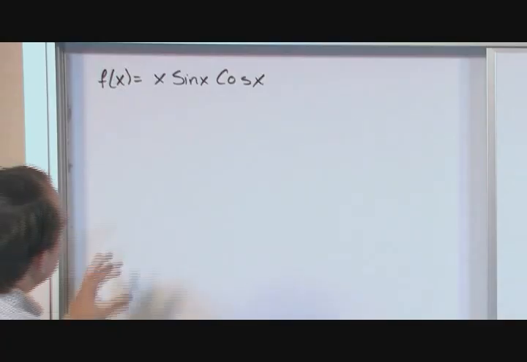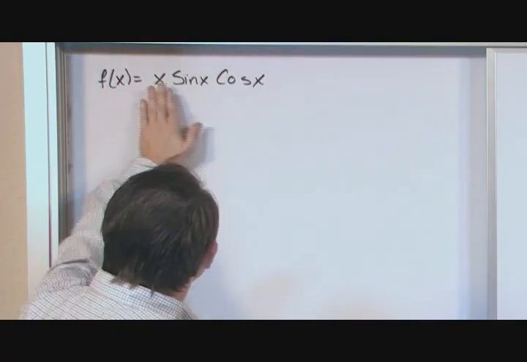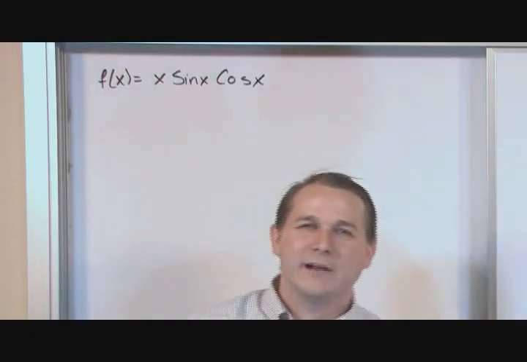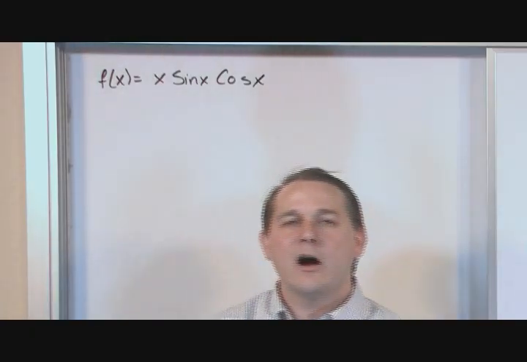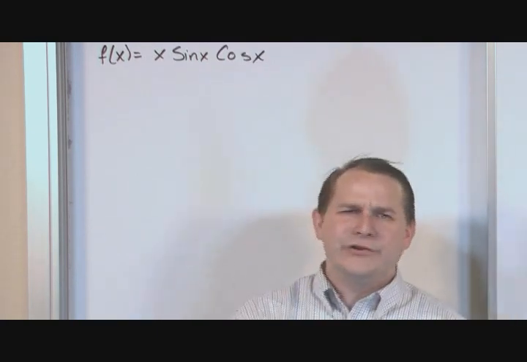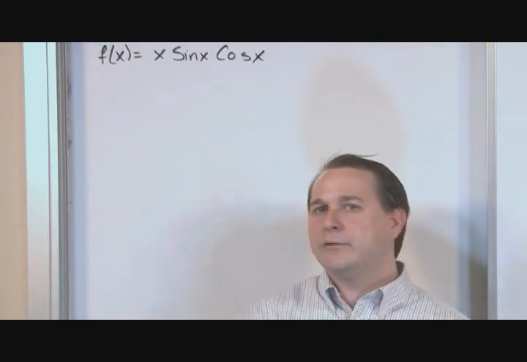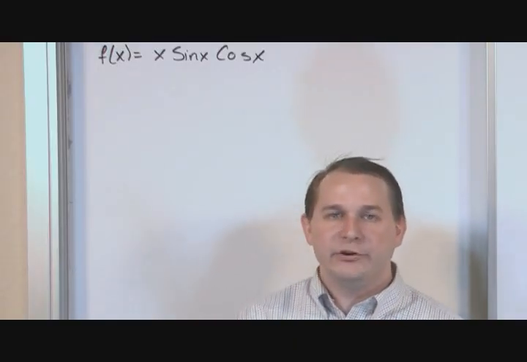Because you know how to take the derivative of sine, you know how to take the derivative of cosine, you know how to take the derivative of this, but they're all multiplied together. And furthermore, when we talked about the product rule, function A times function B, you know how to do that, but here there's three functions. So first you're thinking, this is outside the realm of anything I've been able to do.